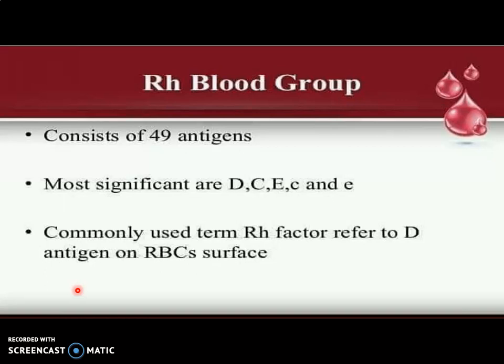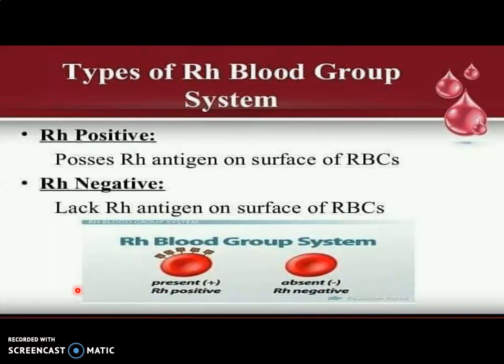This D antigen is divided into two based on the presence or absence of this antigen. Any red blood cell that has this antigen on its surface, we say that the person is Rhesus positive. Anyone that lacks this antigen, we say that the person is Rhesus negative.